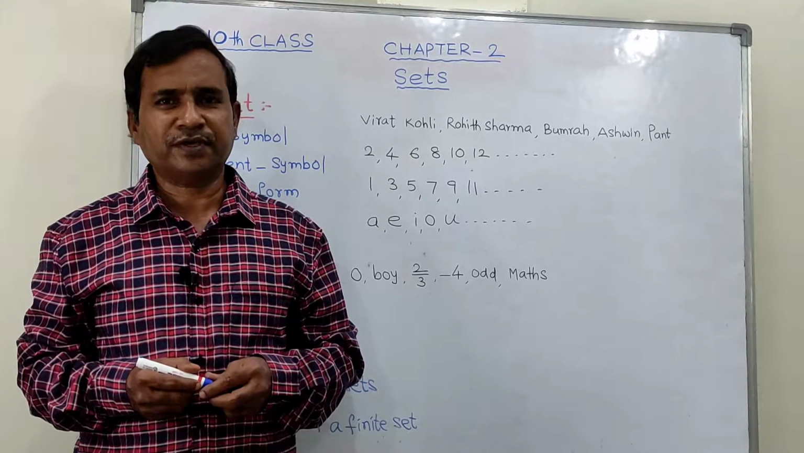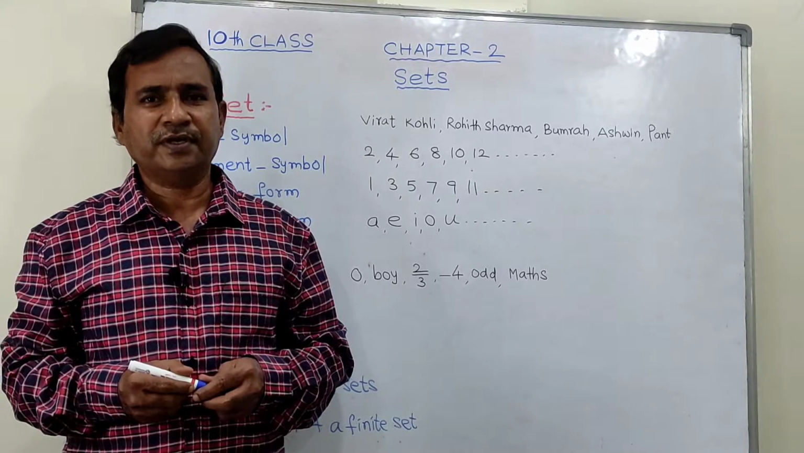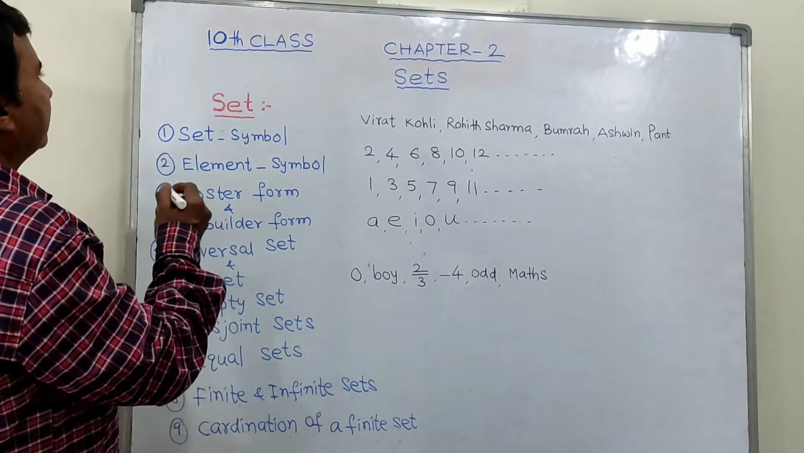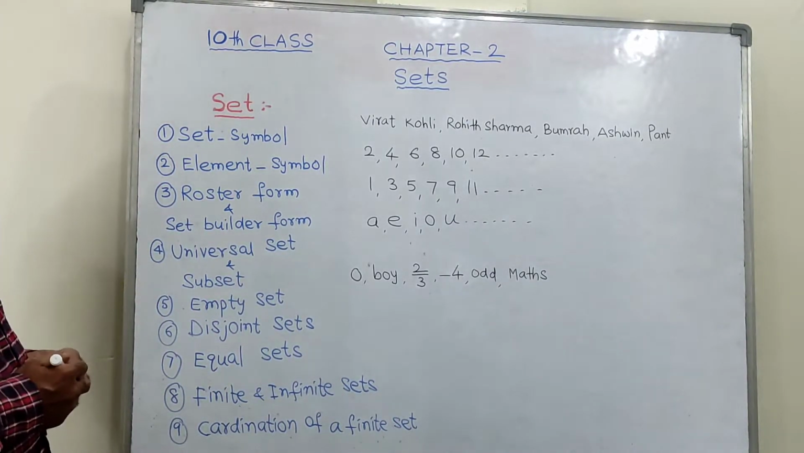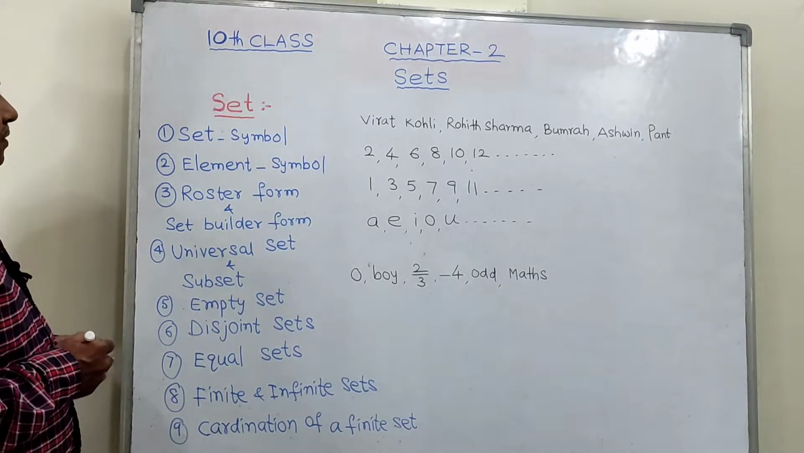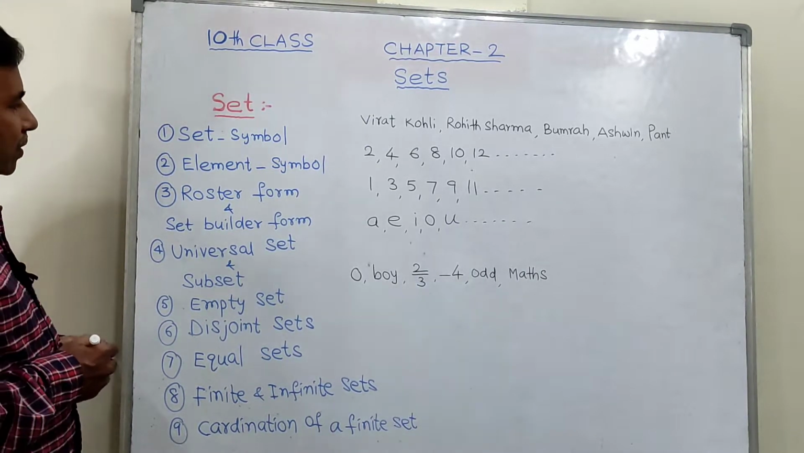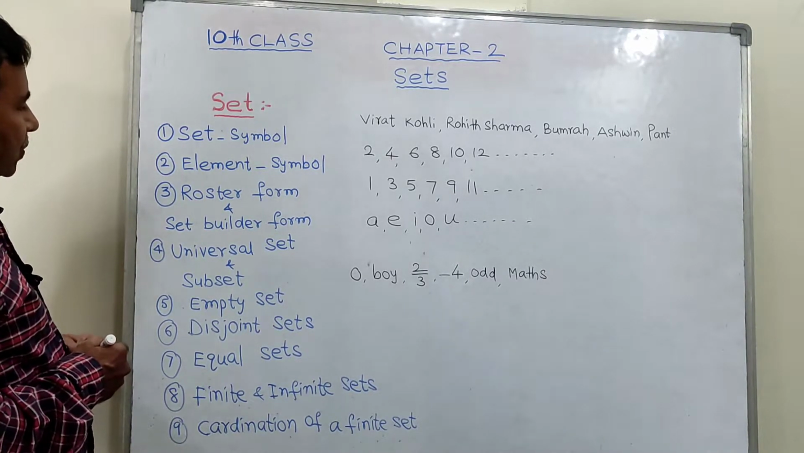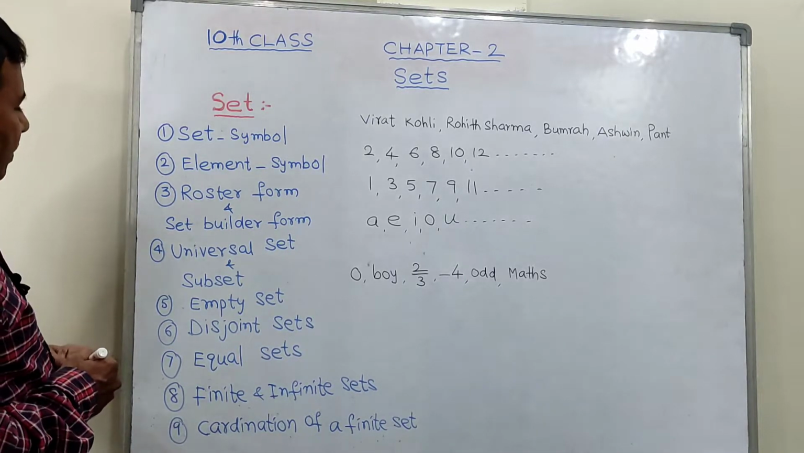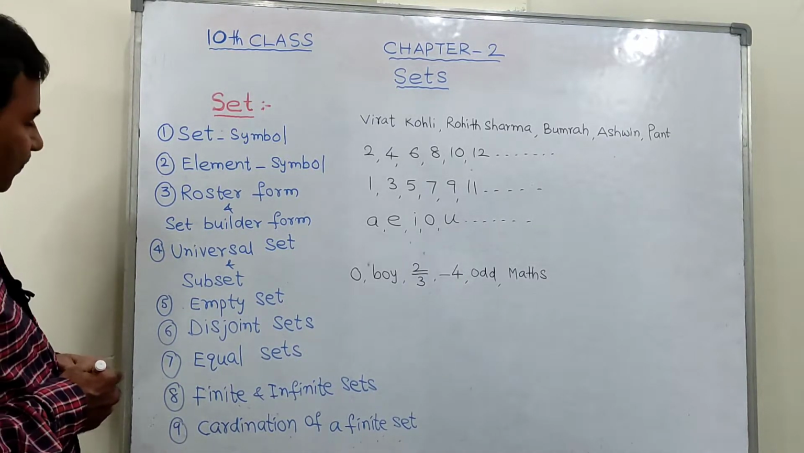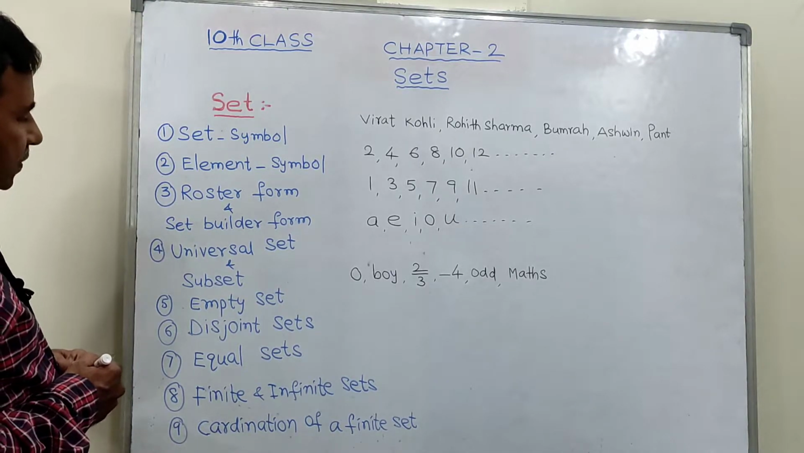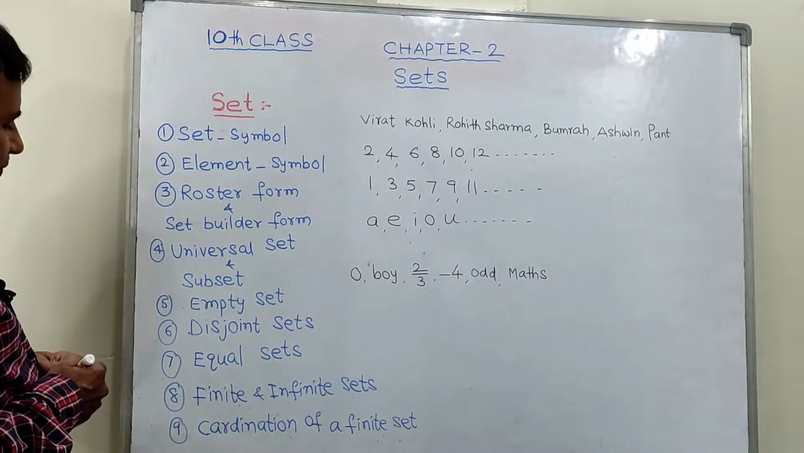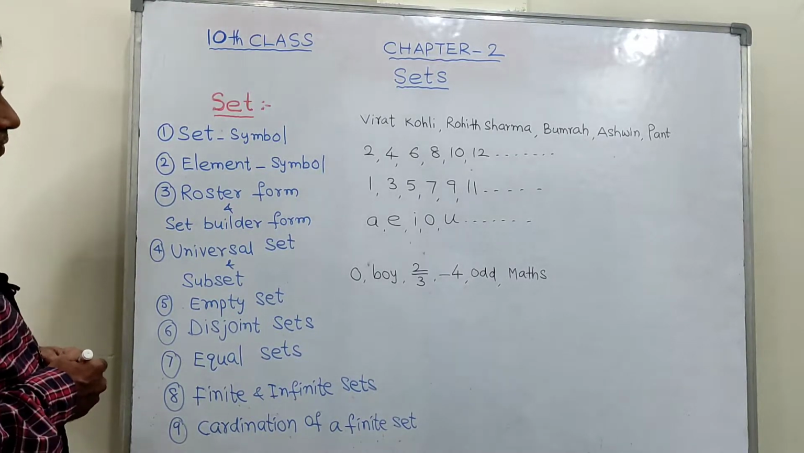Today in this video session we are going to discuss the second chapter of 10th class mathematics, that is the Sets chapter. We will discuss the definition of a set and its symbol, what an element is and its symbol, what roster form and set builder form are, universal set and subset, empty set, disjoint sets, equal sets, finite and infinite sets, and cardinality of a finite set.